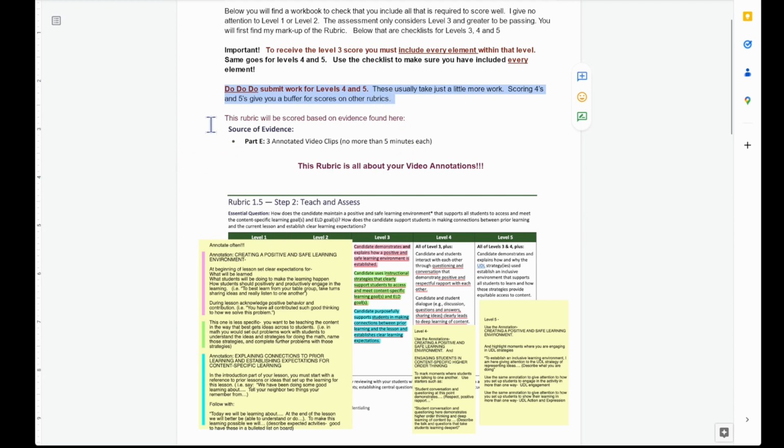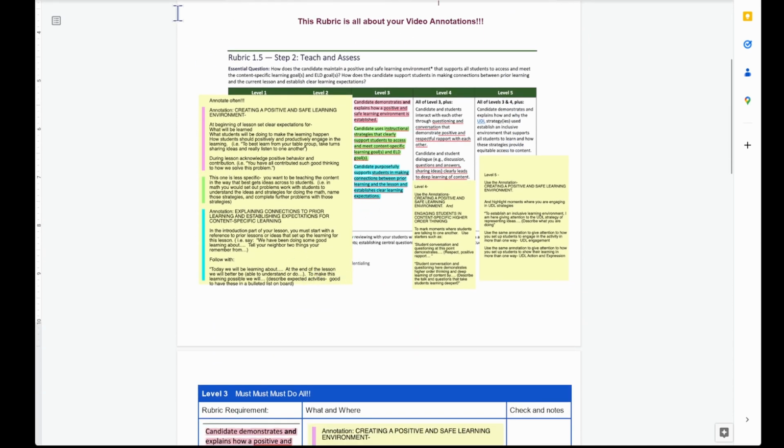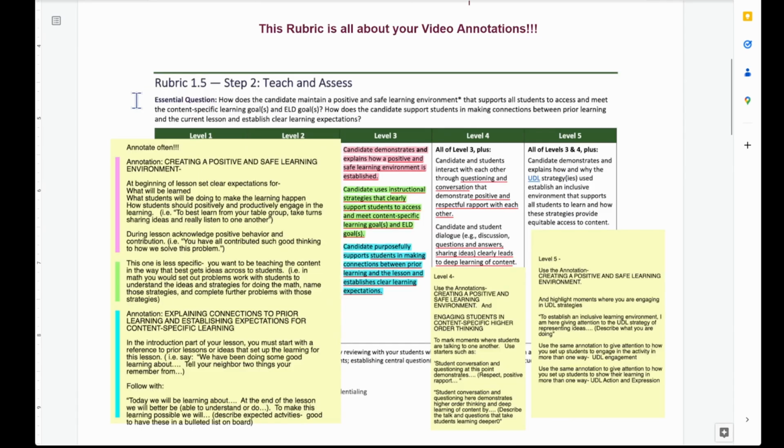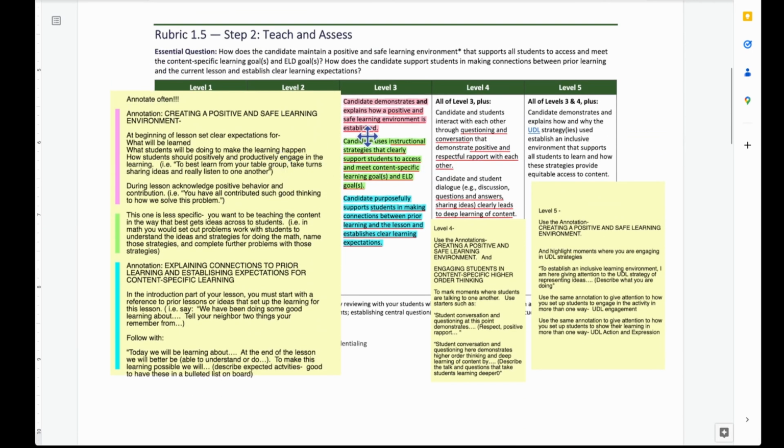You can see that every rubric will describe what kinds of evidence matter. In this one, 1.5, this is all about your annotations, particularly annotations from the set of required annotations. And I say that here, this rubric is all about your video annotations. You will see my takedown, my taking apart of this particular rubric. You see level 3. These are the absolute required elements. If it's pink here, I have pink over here, and this is a description of what you might be thinking about. It's green here, I mark green over here, what you might be thinking about. Blue here, what you might be thinking about.